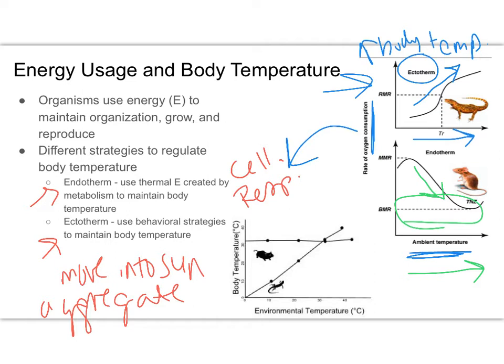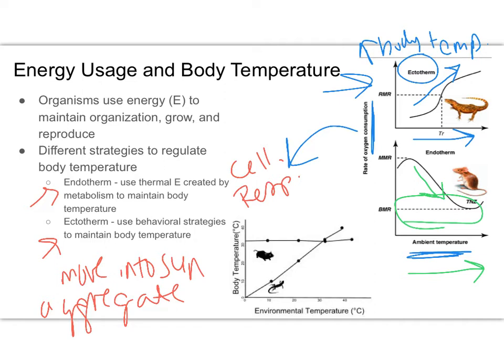Okay? And so they will start to slow down their cellular respiration because they don't want their body temperature to raise too high. Think about when it's really hot outside and you get kind of sluggish and slow, because you're slowing down your cellular respiration.